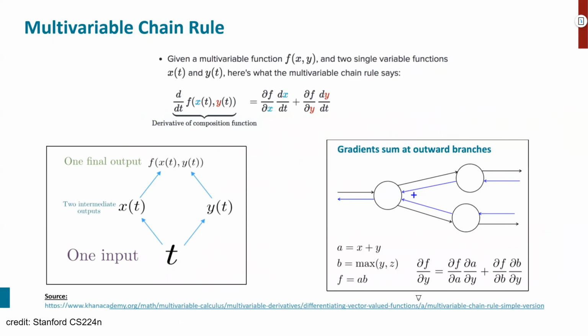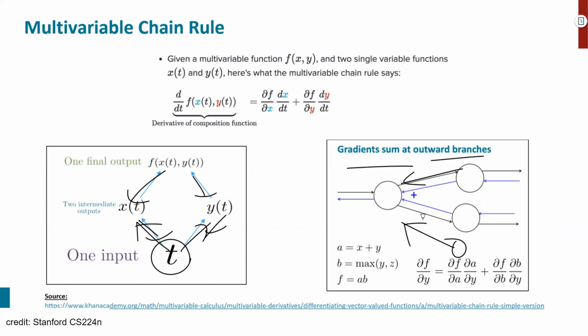And we saw this a lot, the multivariable chain rule. If this one output, t, contributes to x_t and y_t, then we need to gather gradients from these two paths. Okay, gradients sum at outward branches. If there are like 3 branches, we need to collect gradients from 3 paths.